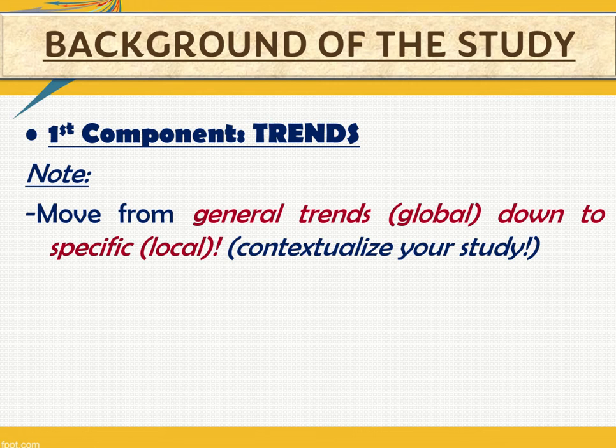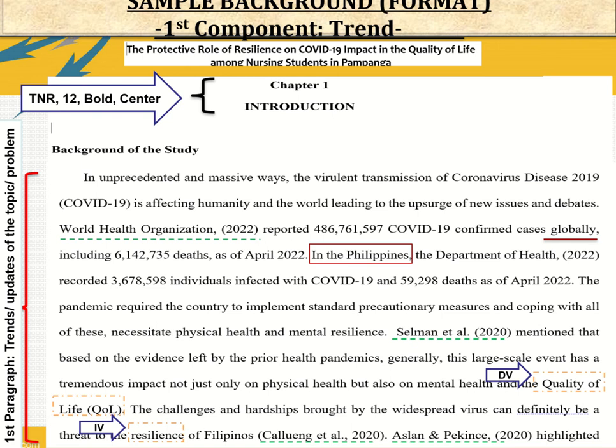So your variables or key concepts must be reflected in this first paragraph, which is trends. And you may also define each variable here, no, in your first paragraph.